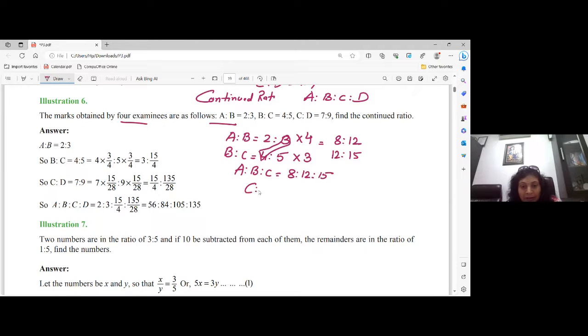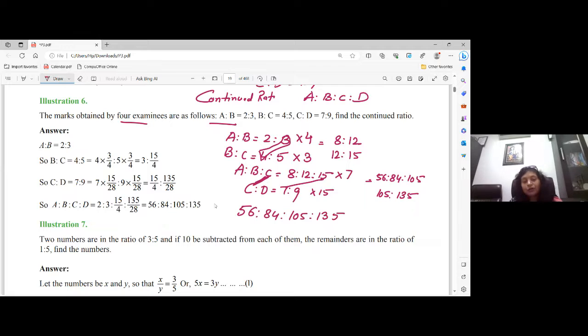Now C is to D is 7 is to 9. Again, C is common in both. Whenever one term is common, you have to make the coefficient of that term the same. So 15 and 7, how can we do it? We'll multiply by 7 and by 15. So this becomes 56, 84, 105, and this becomes 105 and 135. So now the continued ratio is 56, 84, 105 and 135. This way we can make the terms equal.